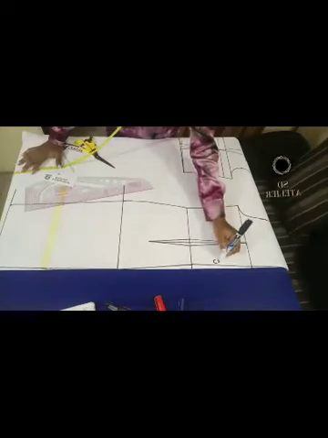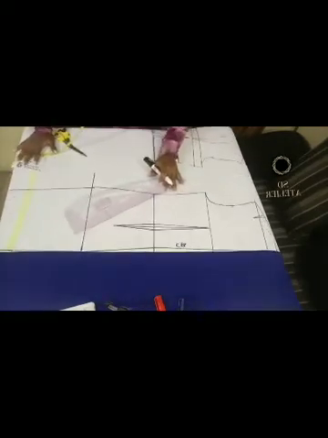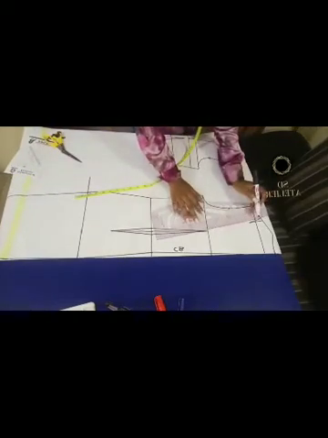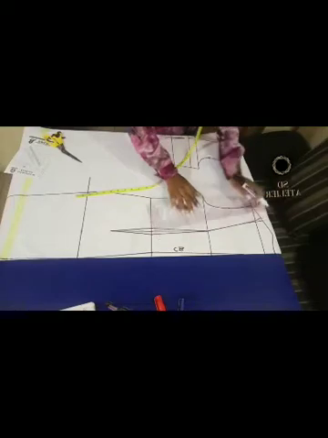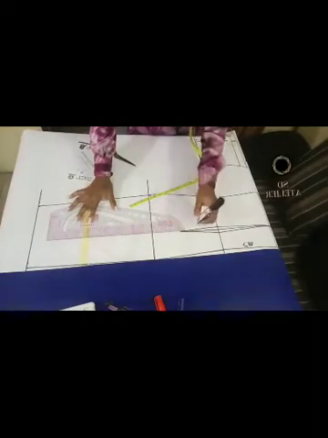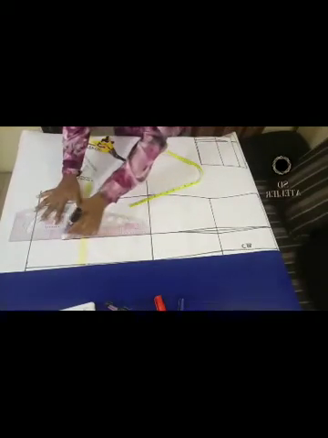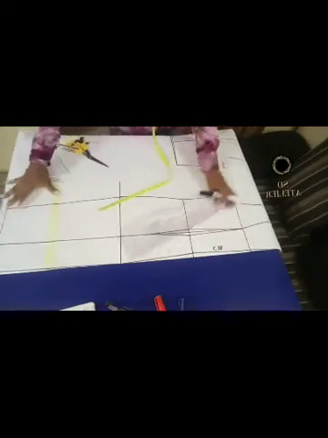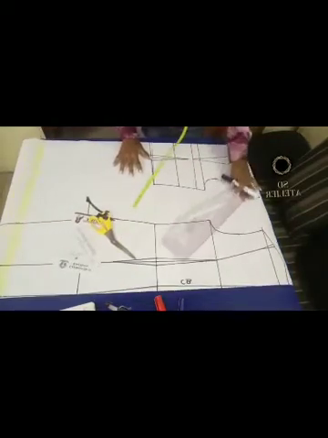You can label here center back. Now if I want to put a princess line, I can just connect from the shoulder dart, then I can take this down. So I have my princess line there. Now we're done with the back. So moving on to the front.